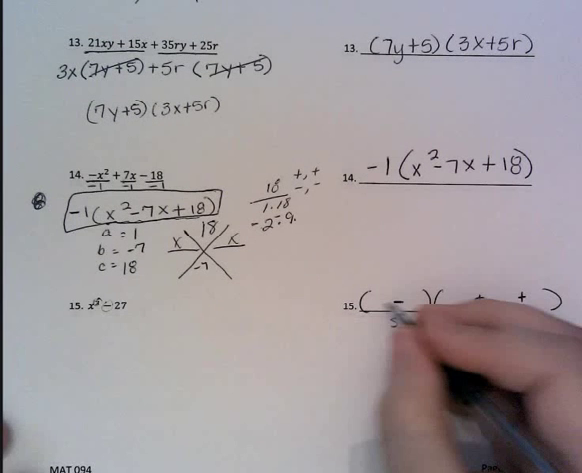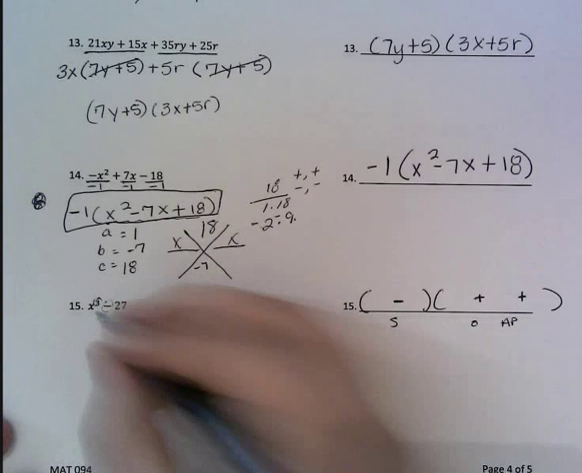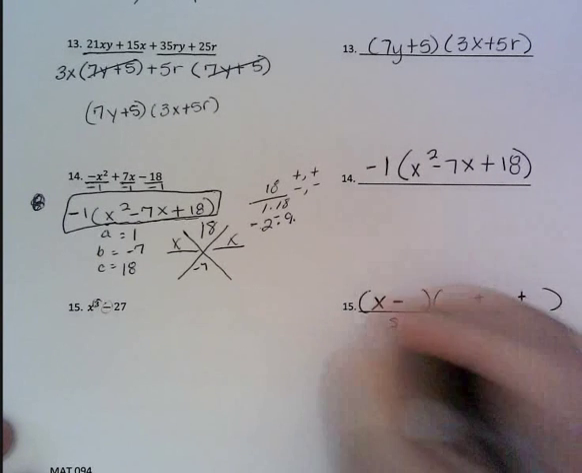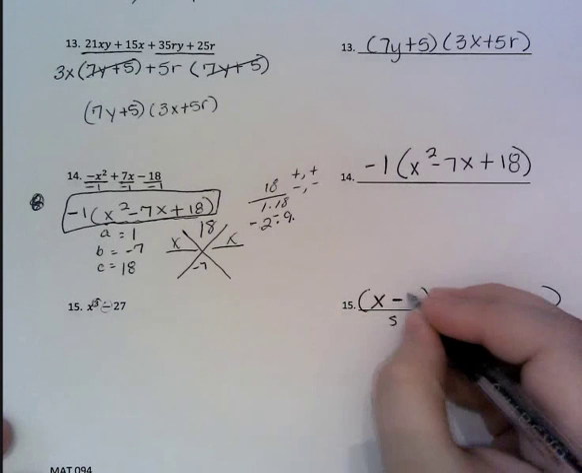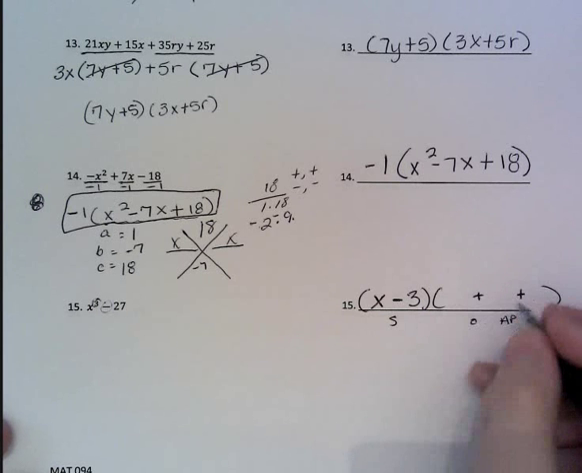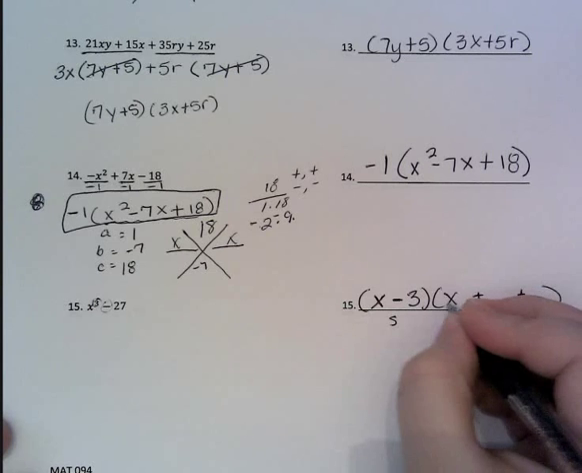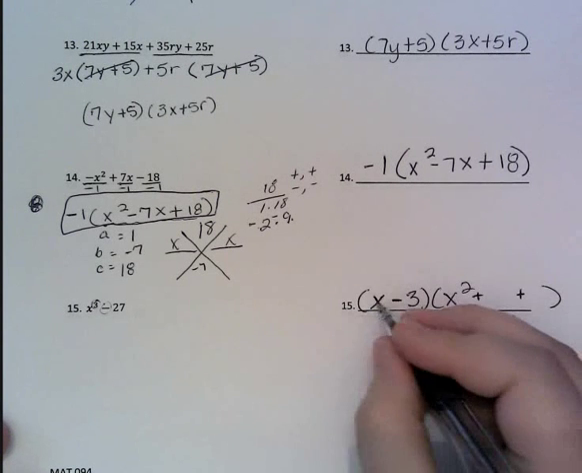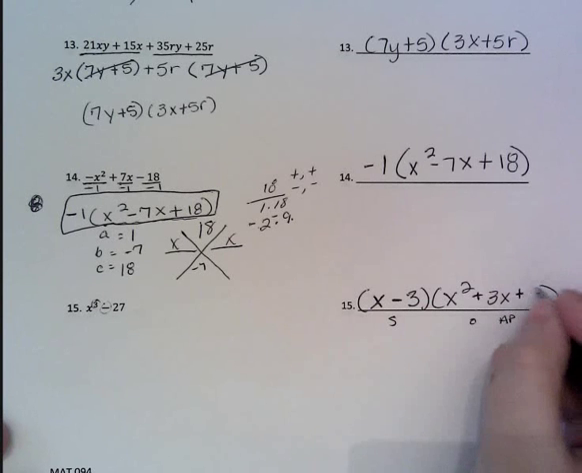So it's cube root, cube root. What times itself 3 times gives me x to the 3rd? Answer is x. What times itself 3 times gives me 27? The answer is 3. So then you square, multiply, square. So x squared gives me x squared. X times 3 is 3x. 3 squared is 9.